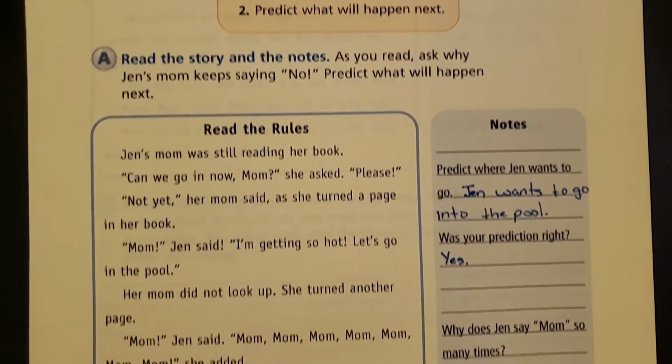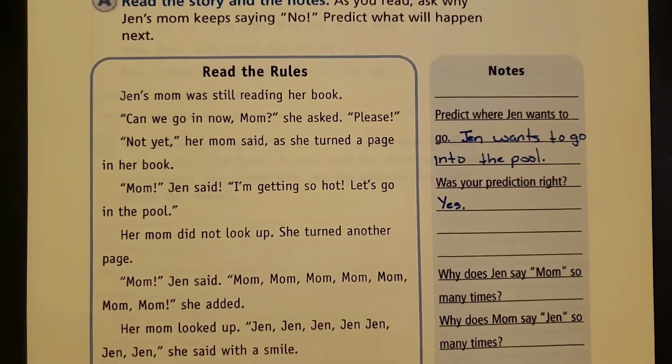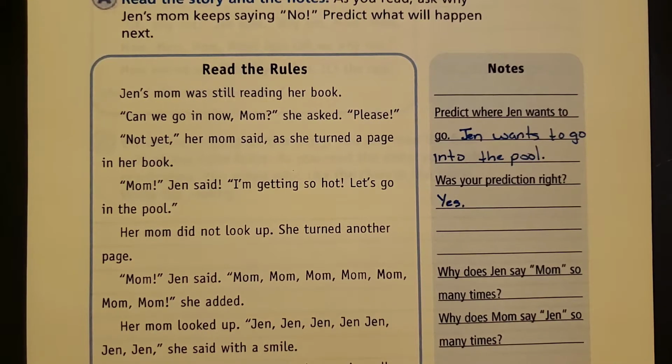Perfect. Read the Rules. Jen's mom was still reading her book. Can we go in now, Mom? She asked. Please. Not yet, her mom said as she turned a page in her book. Mom, Jen said, I'm getting so hot. Let's go in the pool. Her mom did not look up. She turned another page. Mom, Jen said.